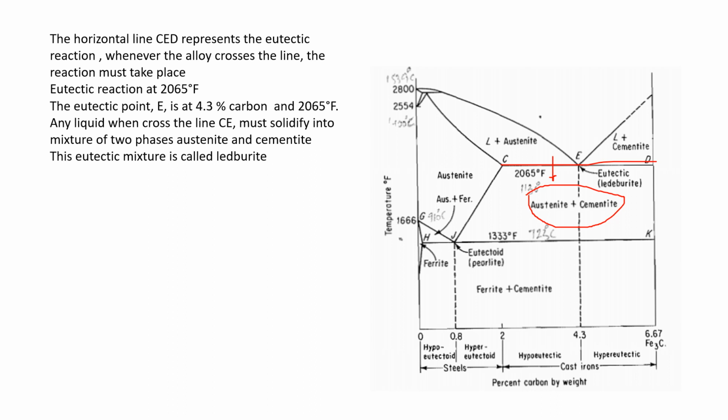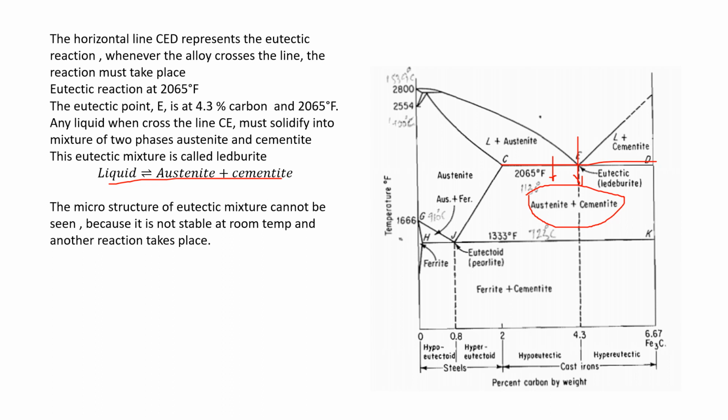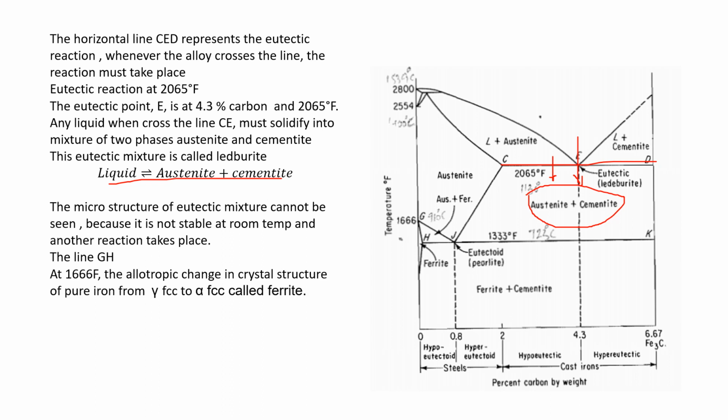This eutectic mixture is also called ledeburite. The liquid is transformed into austenite and cementite at the eutectic point. If at the eutectic point the substance is cooled down, the mixture is converted into austenite plus cementite. The microstructure of the eutectic mixture cannot be seen because it is not stable at room temperature and another reaction takes place.